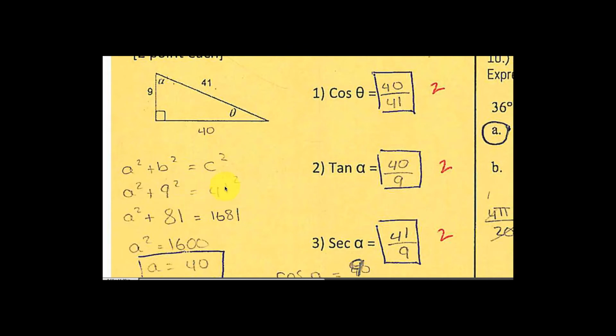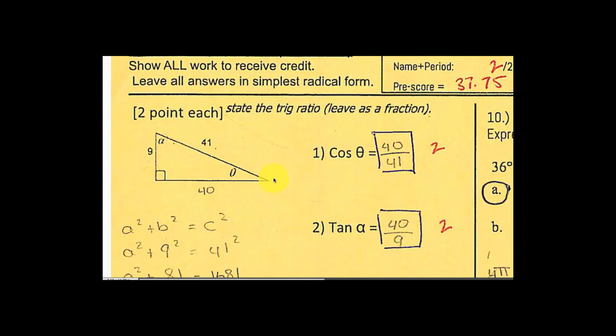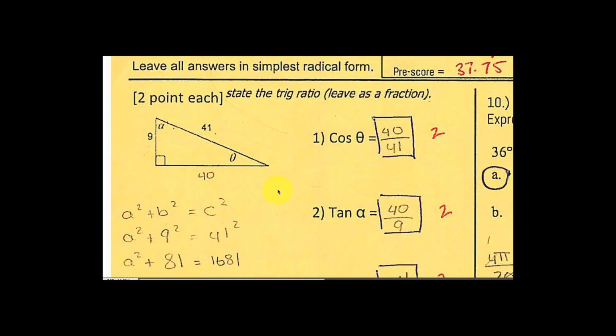9 squared is 81, 41 squared is 1681. Subtract, you get 1600. Take the square root, A equals 40. And then cosine of theta. Theta means the angle is your starting point. So the starting point would be here, and this would be cosine, which would be the adjacent over the hypotenuse. So cosine of theta is 40 over 41, which is correct.